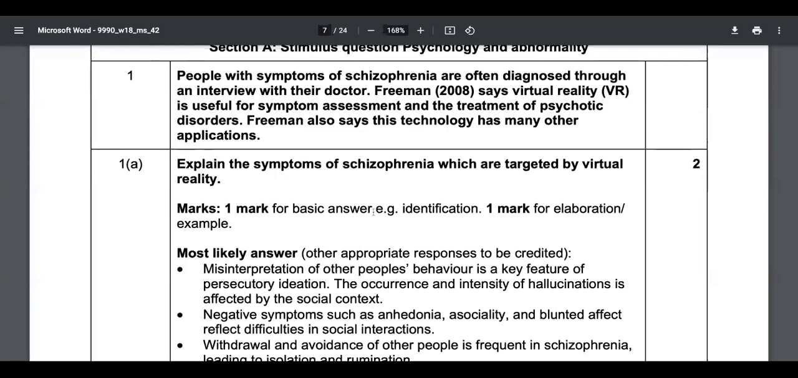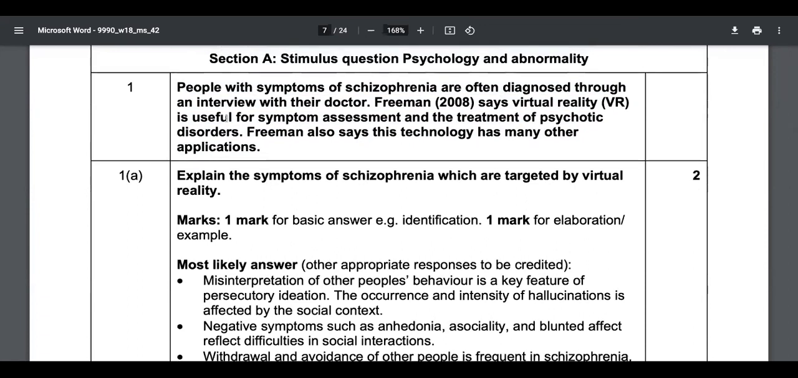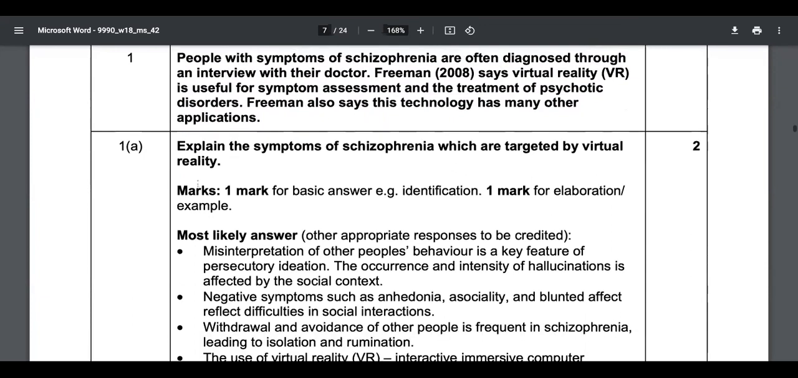So over here, they've explained to us people with symptoms of schizophrenia are often diagnosed through an interview with their doctor. Freeman says that VR is useful for symptom assessment and the treatment of psychotic disorders. Freeman also says that this technology has many other applications. Okay, that is the description that they've given you in order to point you to a specific direction. Now they're asking you to explain the symptoms of schizophrenia which are targeted by virtual reality.